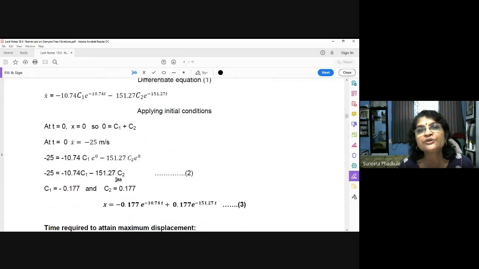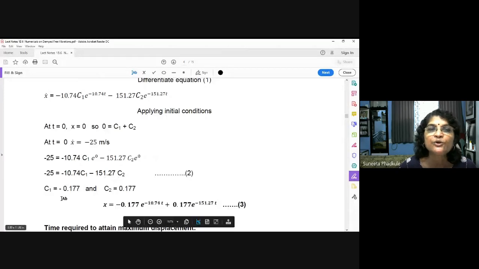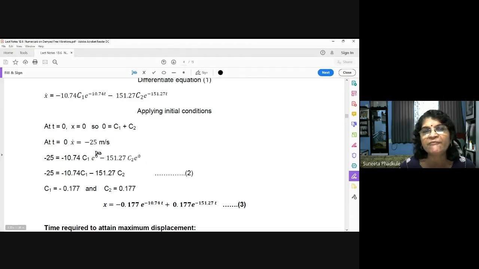Okay. So solving these two simultaneous equations: first is 0 is equal to C1 plus C2, and second is minus 25 is equal to minus 10.74 C1 minus 151.27 C2. Solving these, you will get C1 is equal to minus 0.177 and C2 is plus 0.177. If you consider plus 25 meter per second, these values will be the same, only the signs will be different, nothing else.